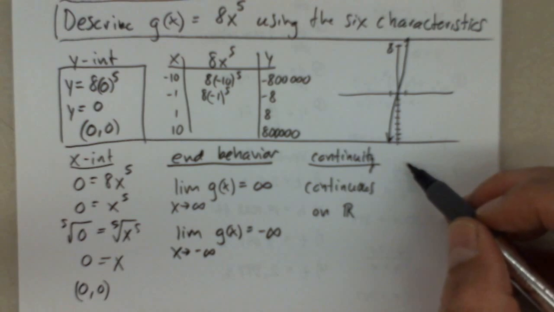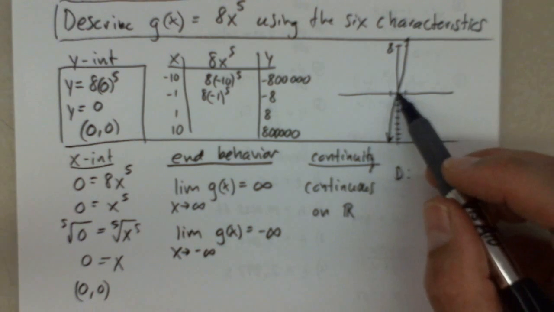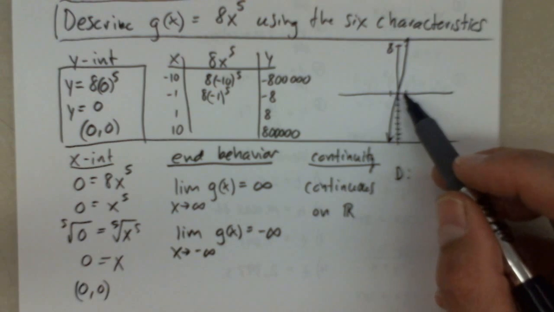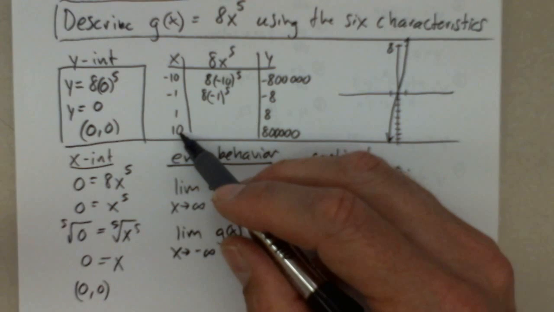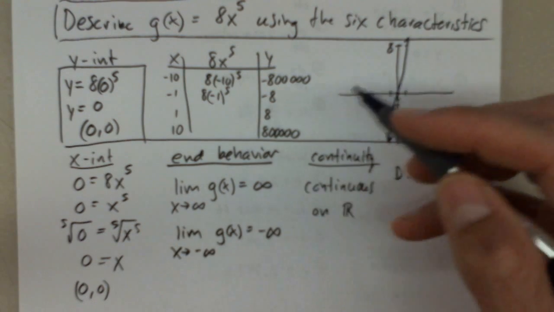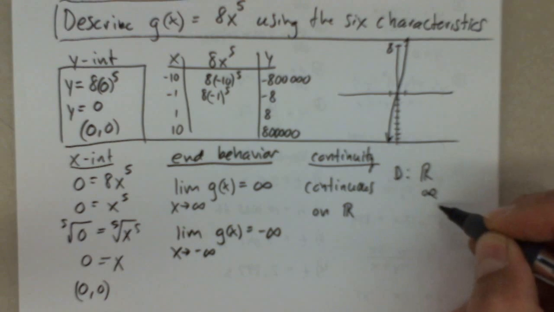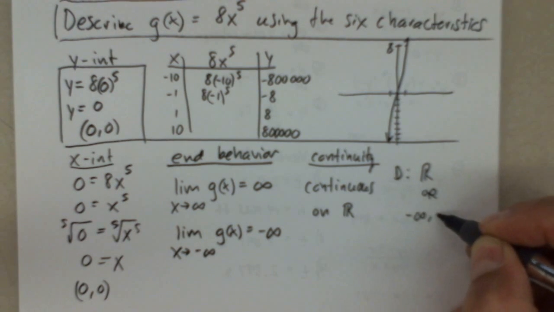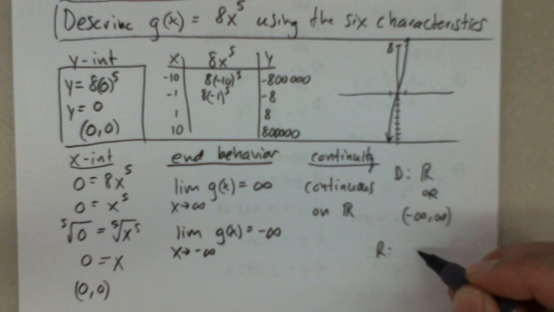And then we can more easily talk about domain. We see that nothing's missing. We can go way out to the right, and there's always going to be a y value. Way out to the right, there's a y value. So the domain is all real numbers. We can also say this. So you can say it like this, or you can say it like that.